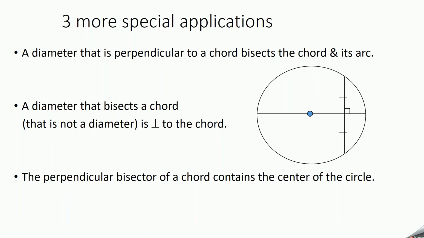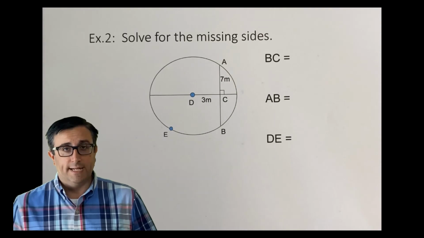Second application, a diameter that bisects a chord is perpendicular to the chord. Finally, the perpendicular bisector of a chord contains the center of the circle. If we have a perpendicular bisector, it goes through the center of the circle. All right, let's take a look at our second example.